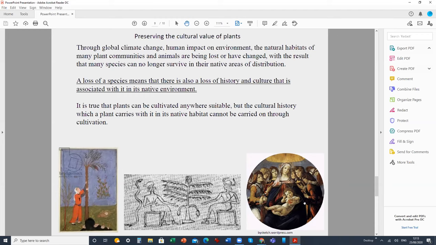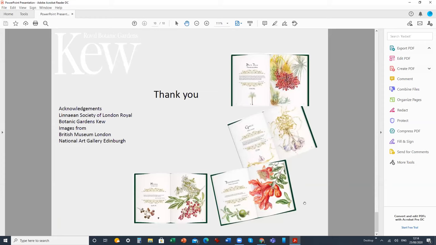Plants can always be cultivated. I can take wars, I can plant it over here in my garden in Cambridge, but I will not know the culture associated with it, or somebody else who looks at this plant will not know, as it will be completely lost from its native habitat. So this is my take on this, which is one of our GSPC targets as well, to preserve those plants which have a cultural history associated with them. Thank you very much.